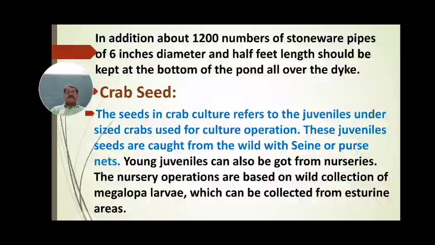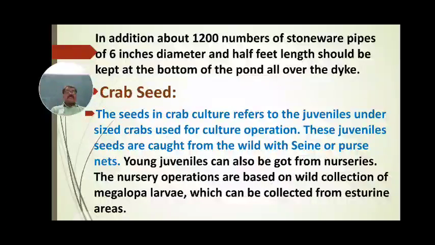Then crab seed. The seeds in crab culture refer to the juvenile undersized crabs used for culture operation. Those juvenile small-size crabs are called crab seeds. These juvenile seeds are caught from wild areas with seine nets or purse nets, from rivers, estuaries, seas and oceans.